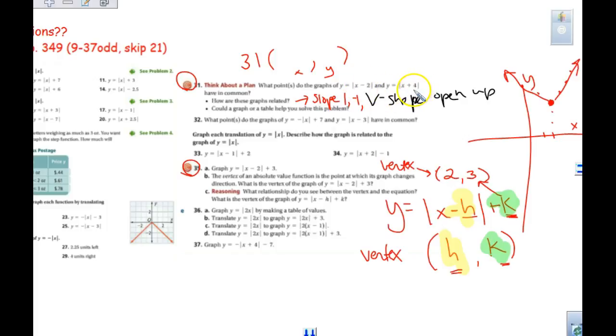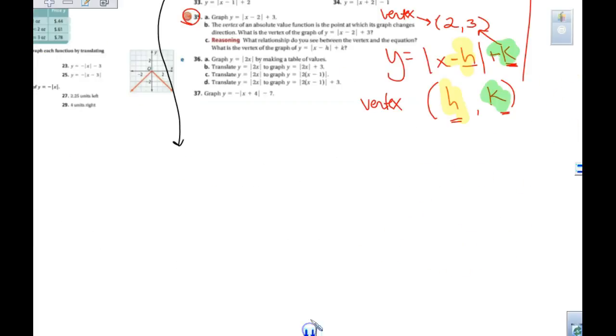They both have different starting points, or different vertexes, right? And the question down here then says, could you use a graph to do this, or could you use a table? Okay, so if we are thinking about question 31, I'm just going to do 31 down here to finish that because I have a little more room.